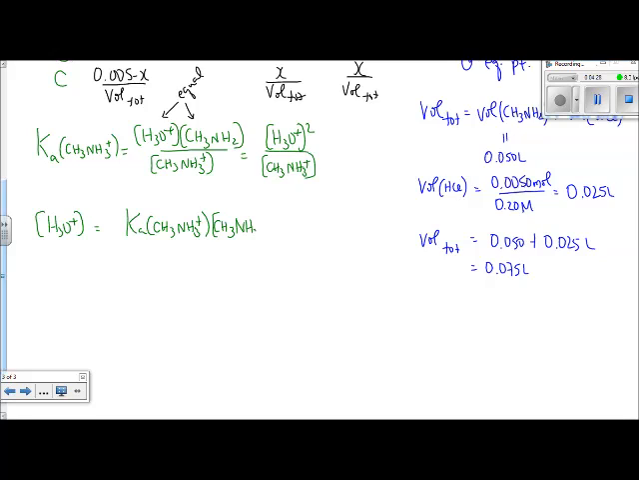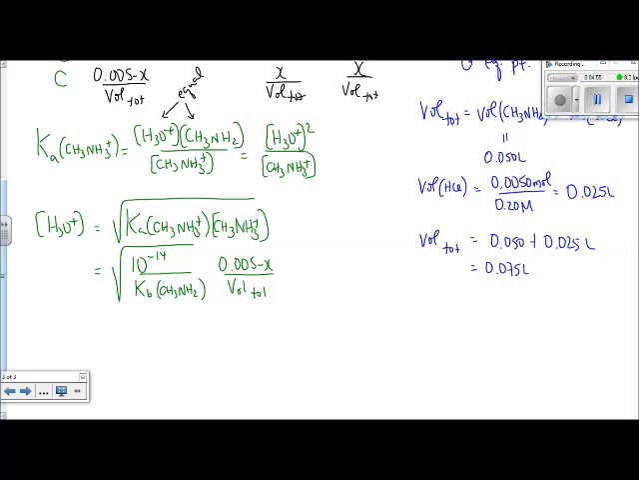Ka of that methylammonium ion will be difficult to find, but we will be able to find the Kb of the conjugate base. So we can write the Ka in terms of that. We can write the Ka as 10 to the minus 14 divided by the Kb of methylamine. The molarity at equilibrium of the methylammonium ion is the equilibrium moles divided by that total volume. We're going to try to get rid of that x.